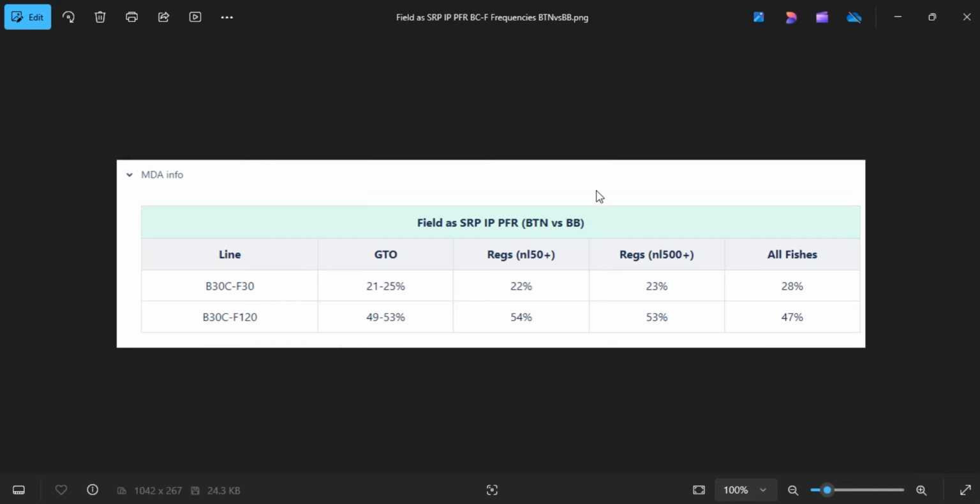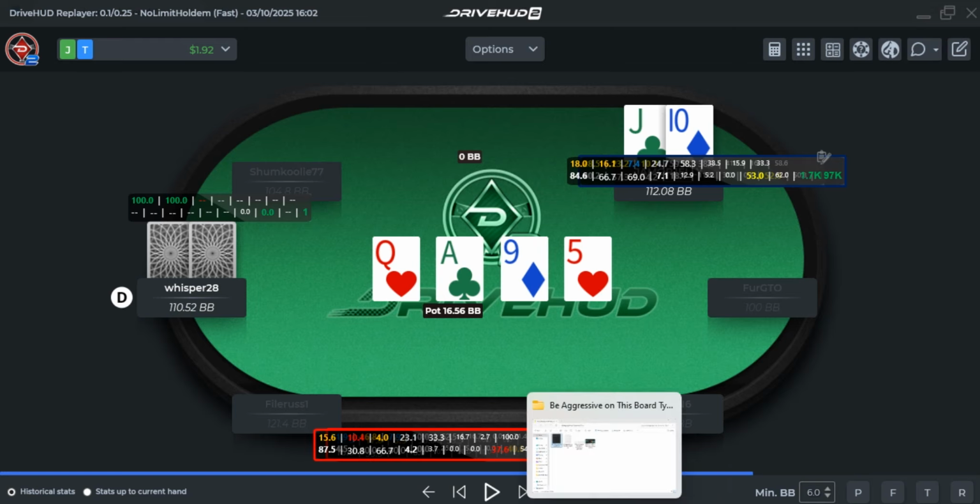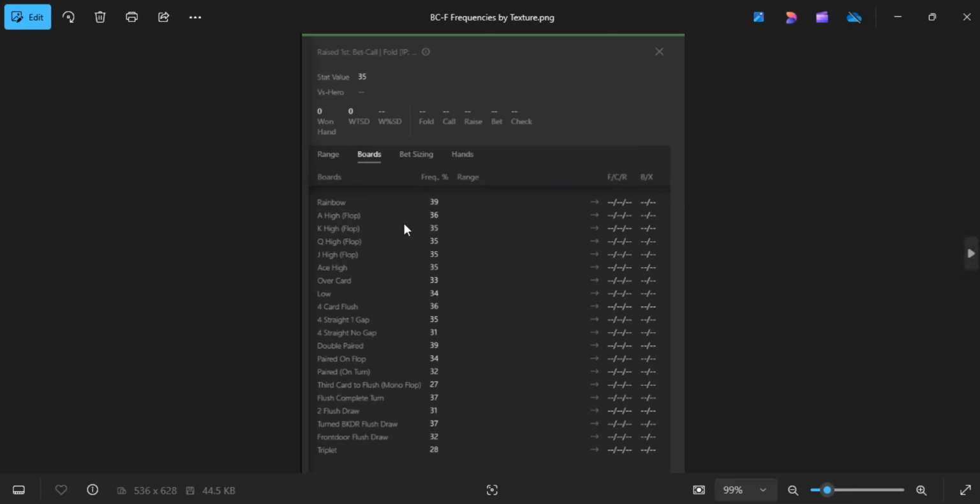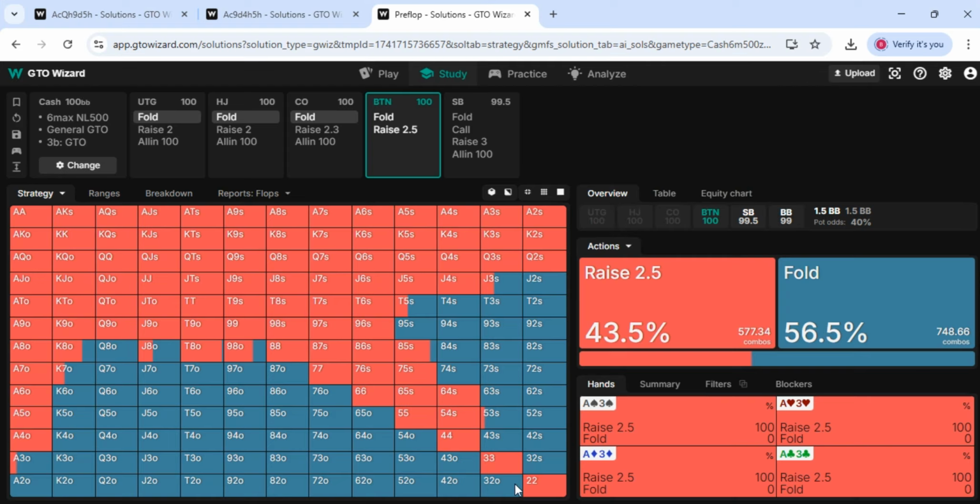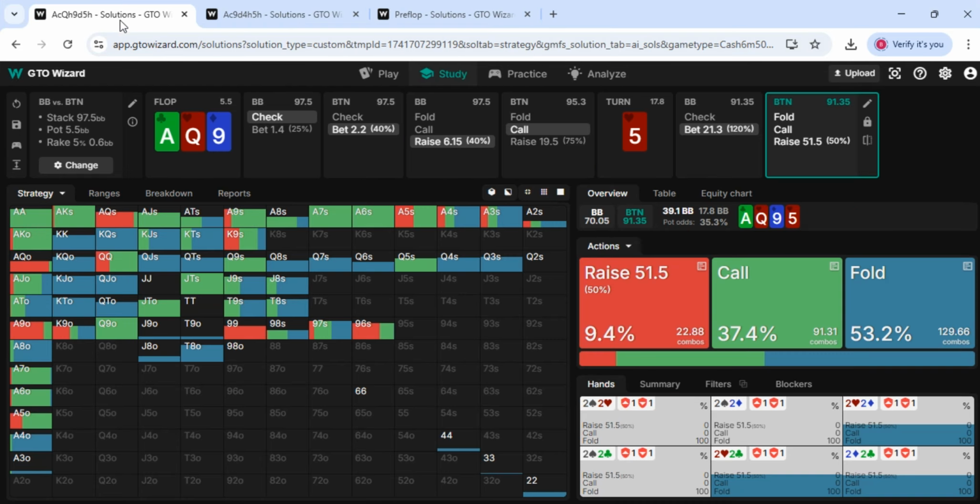So this is the field as the single raise pot: PFR, bet, call, flop, fold, turn frequencies. What do you guys notice? You notice there is a slight overfold overall if you overbet the turn, but we need to be more specific. Let's go to specific MDA. In specific MDA, we do bet, call, fold frequencies by texture. We see ace-high flops are going to be overfolded more than the aggregate, but we want to understand why that is. Let's look at GTO Wizard for this spot and figure something out.